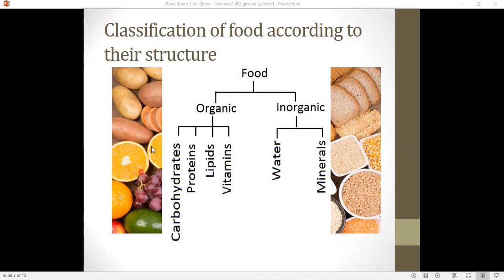As you can see here in the chart, the organic food is divided into four main subtypes: carbohydrates, proteins, lipids, and vitamins, while inorganic foods are classified into water and minerals. I already discussed with you last time, in the previous session, the role of each one of them.